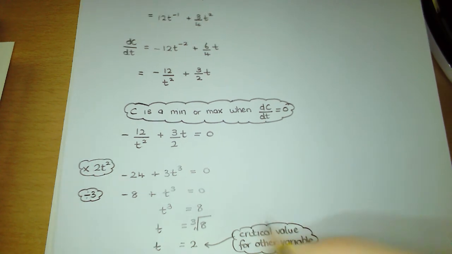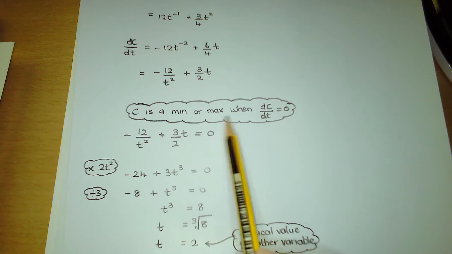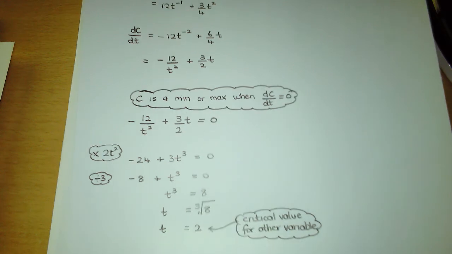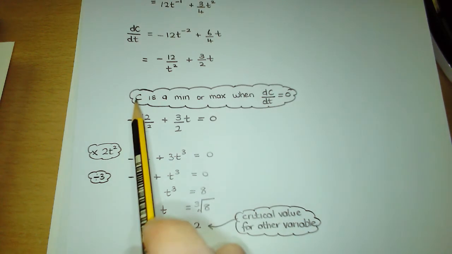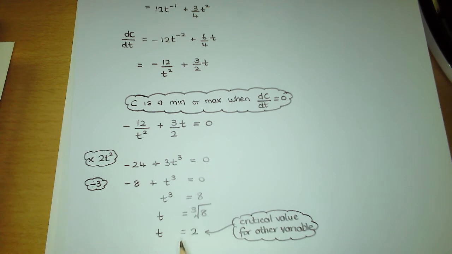So what we've done is we've answered part of part A. We've worked out the value of t, the time at which c will be a, well, they're saying a minimum, but it could also be a maximum. So what we've got to do now is prove that the cost is a minimum when t is 2. In other words, we're finding the nature of the turning point. Is it a maximum or a minimum? So we need the second derivative.